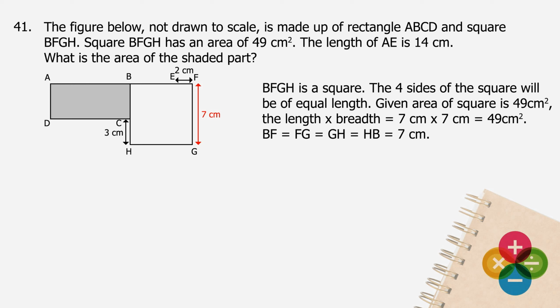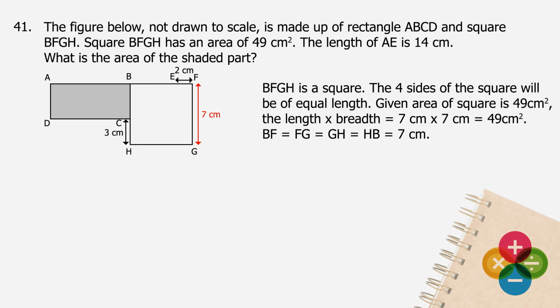BFGH is a square. The 4 sides of the square will be of equal length. Given the area of the square is 49 square centimeters. Multiply the length by the breadth, which is, multiply 7 centimeters by 7 centimeters, and the product is 49 square centimeters. BF will be equal to FG, equal to GH, equal to HB, and equal to 7 centimeters.